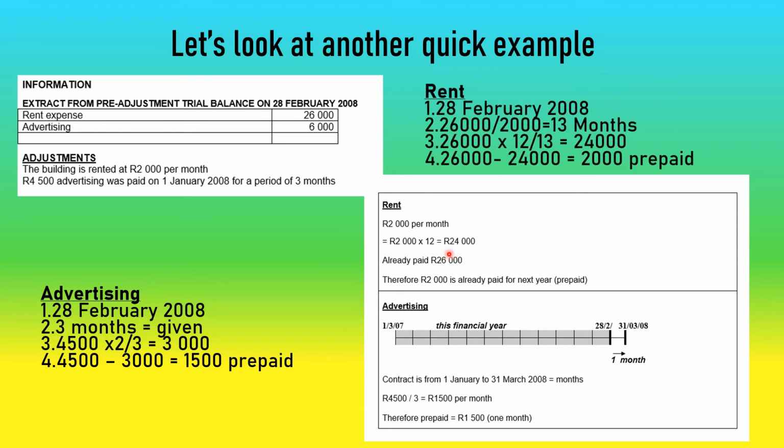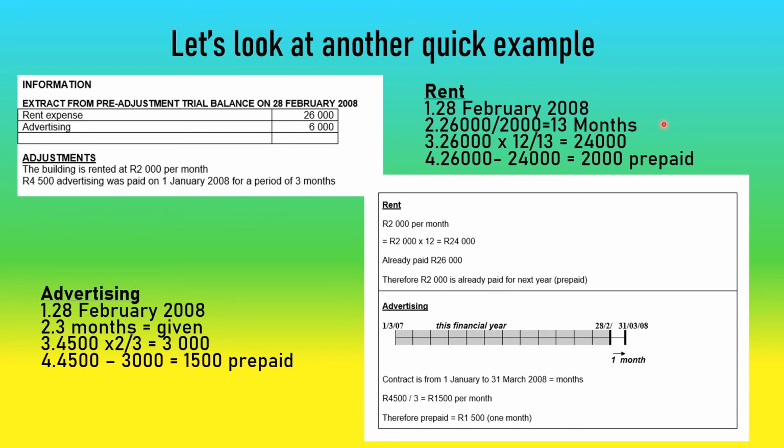Rent. Let's apply the formula again. Determine the year end. The year end is 28 February 2008. In this question, they tell you the building is rented at 2,000 Rand per month. They don't tell you for how many months they've paid. However, they tell you in the income statement they paid 26,000, and if your rent is 2,000 Rand per month, you have actually paid rent for 13 months.